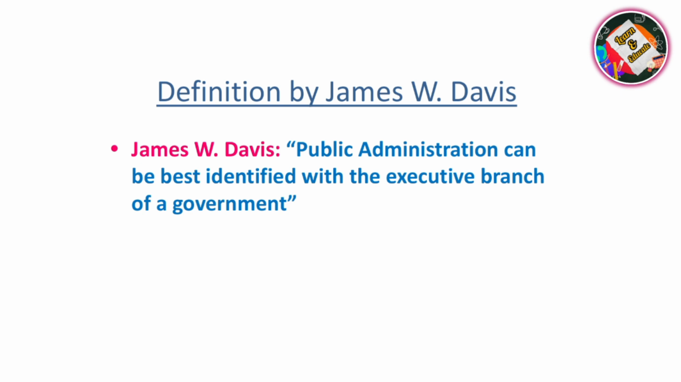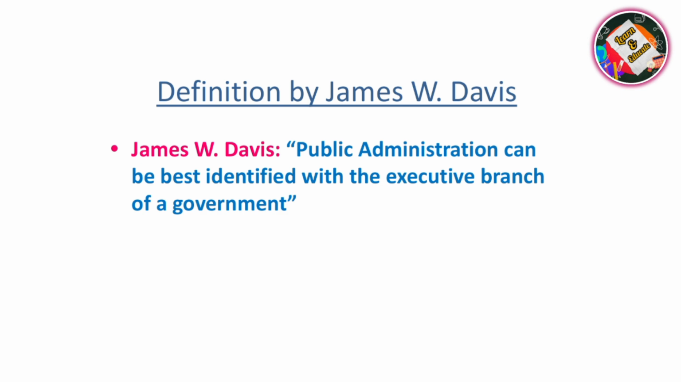James W. Davis has identified public administration with the executive branch of a government, wherein public administration is equated with the specific structure of the government rather than being a vague or broad term. The executive branch is responsible for enforcing the laws, implementing policies, running the day-to-day affairs of a state, and focuses on the administrative machinery which puts the decisions of the government into practice.